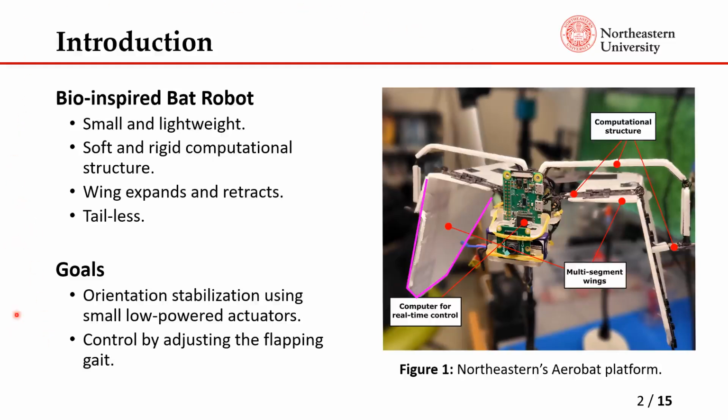So the goal of this work is to show through simulation that we can stabilize this robot using a low-powered actuator to adjust the robot's flapping gait. Basically, we directly control the orientation from the flapping gait only, like an actual bat does.